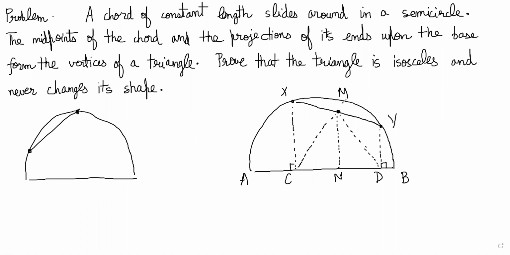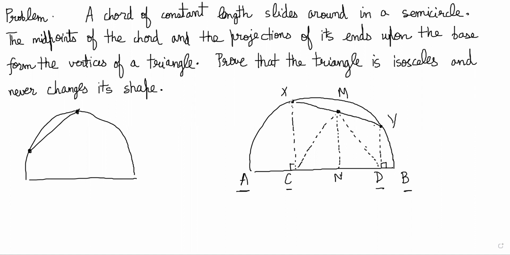M is the midpoint of the chord XY, right? And we are drawing projections of the endpoints of the chord upon the base. So the base is the diameter AB, and we are drawing projections from X and Y on the base. So the perpendicular line from X meets AB at C, and the perpendicular from Y meets AB at D. So these are C and D points. These are projections of the ends of the chord.